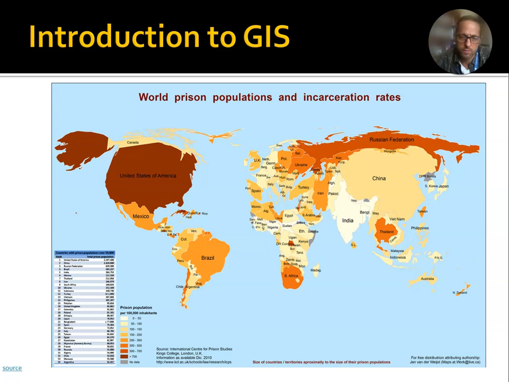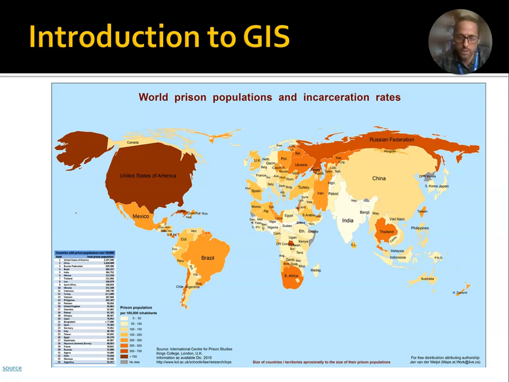I always like to start off with an interesting map. So this is a map showing incarceration rates across the world. One interesting aspect of this, you may notice that the countries are not in their regular shapes. It's because the size is proportional to the total prison population, but then the colors indicate the prison population per 100,000 people, which is kind of like an incarceration rate.